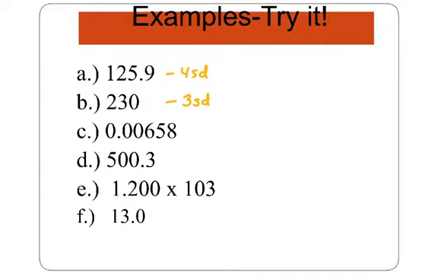In example C, we have some leading zeros. They do not count, so we're only going to count the digits here that are non-zero. So we have, again, 3 significant digits. In our next example, we have 500.3. So we have zeros between numbers. Zeros between numbers always count, so we have 4 significant digits.